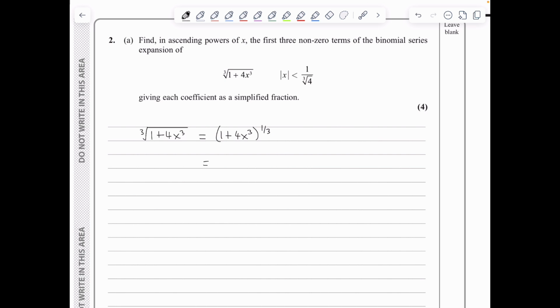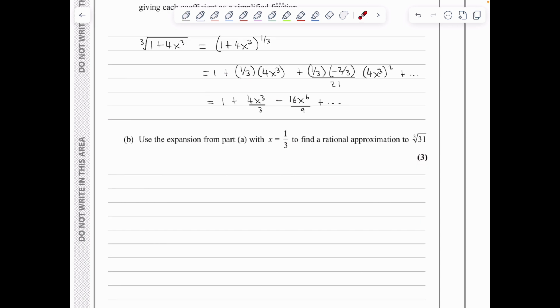So we start with 1 plus a third, which is the power, times 4x cubed, plus a third, I will deduct 1 from the power, taking me to minus 2 over 3, over 2 factorial times 4x cubed raised to the power of 2 plus dot dot dot, which simplifies to 1 plus 4x cubed over 3 minus 16x to the power of 6 over 9 plus dot dot dot.